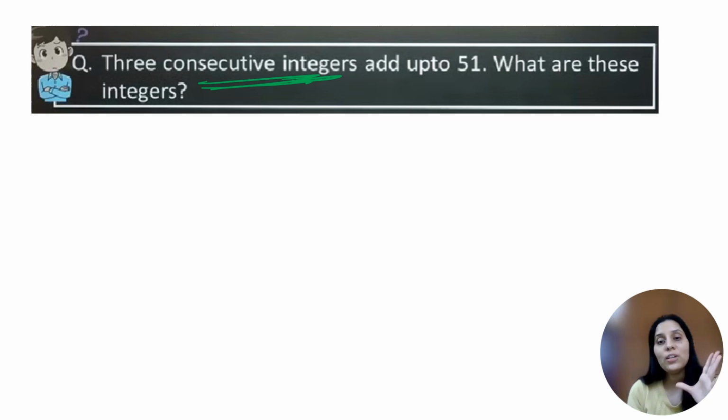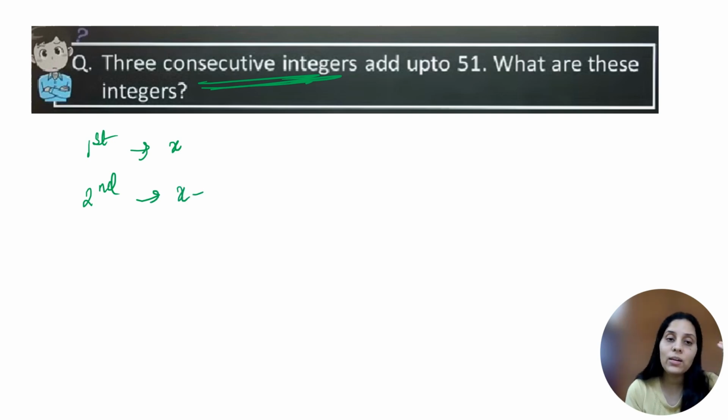So we don't know the consecutive integers. If I take my first consecutive integer to be x, what will be the second? The next number would be x plus 1. To get the next consecutive number, we always add 1 to the previous one. Now the third one is going to be x plus 2.